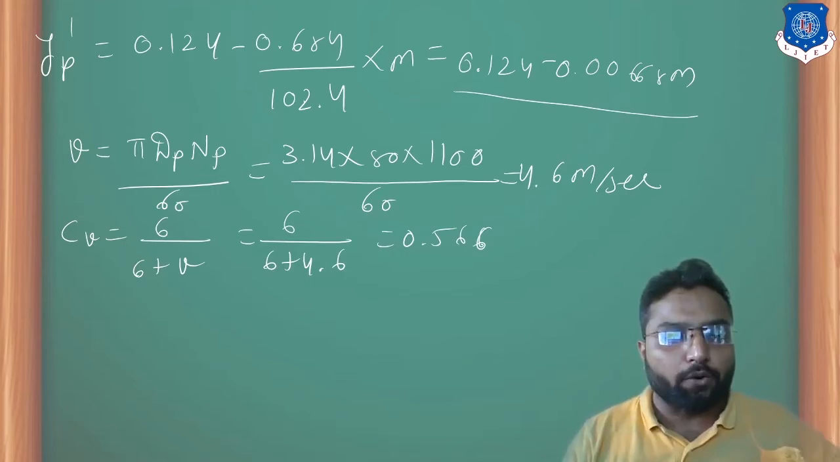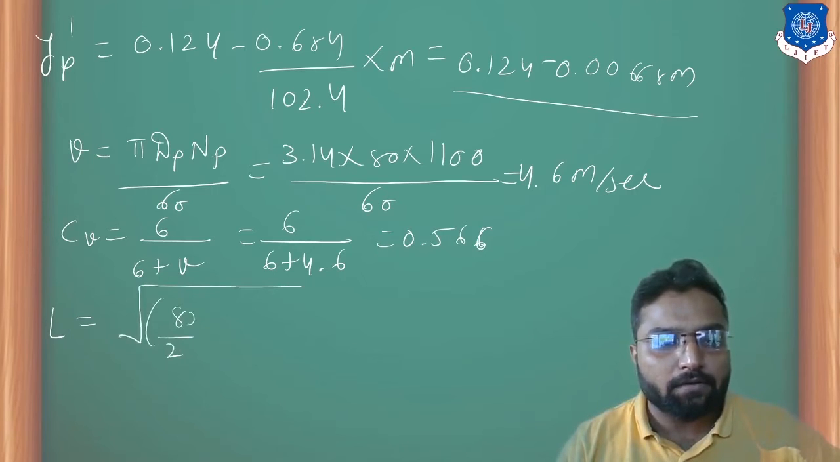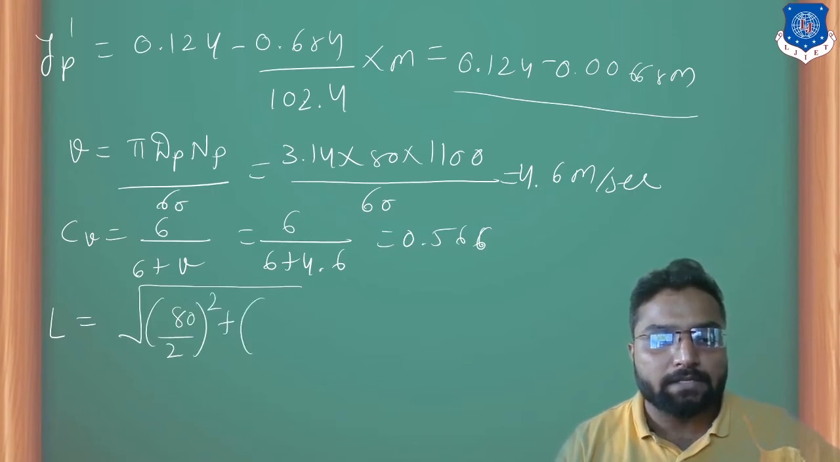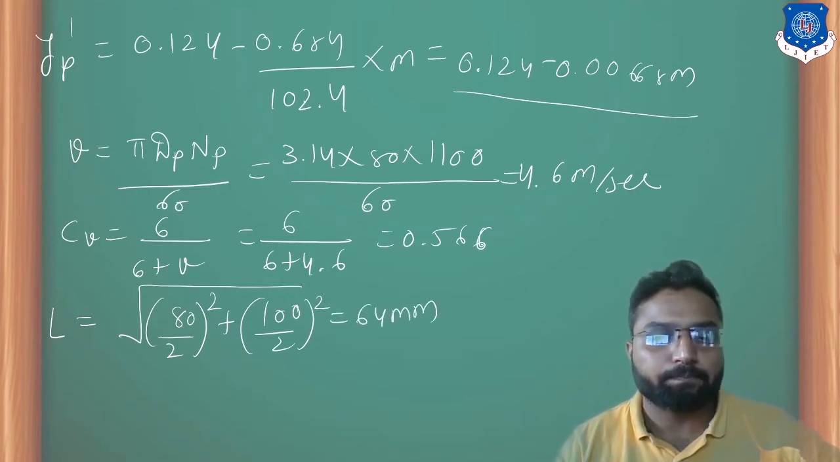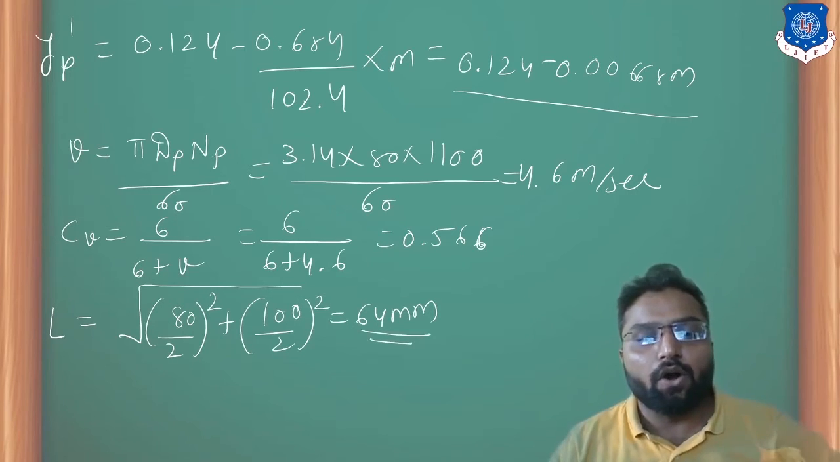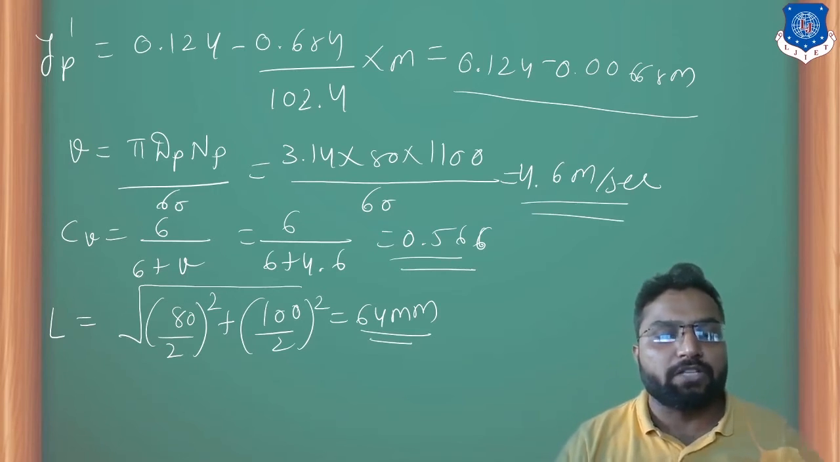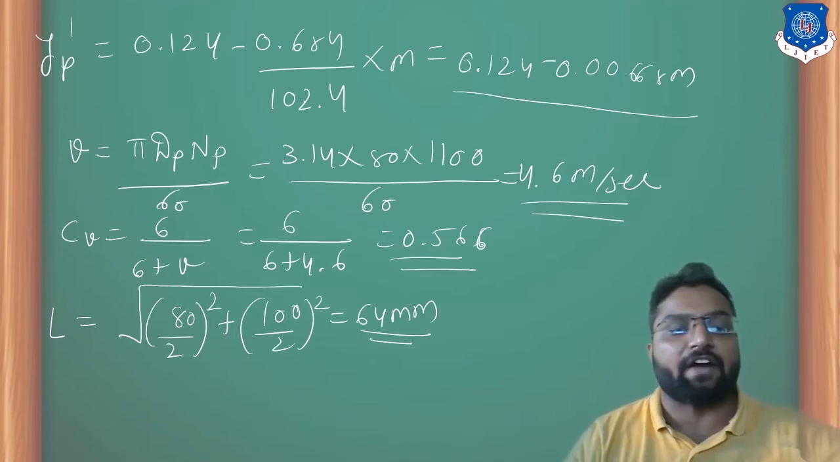Now let's move on to l, which is called slant height. Slant height is the square root of (80 by 2) square plus (100 by 2) square, and the value will be 64 mm. So here we have found each and every value of our Wt. Let's put these values into Wt and find out what it could be.